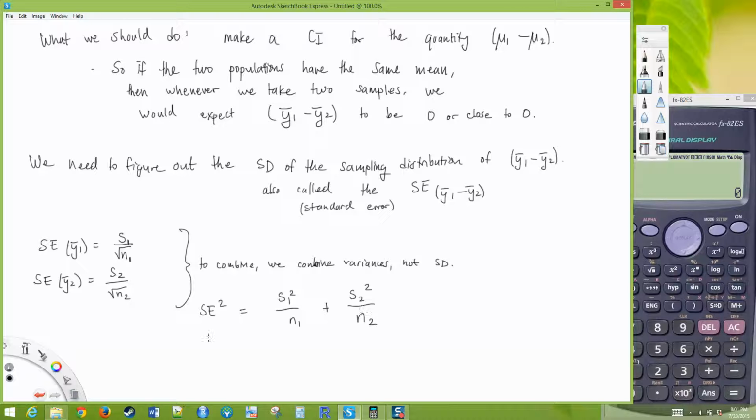Okay, and then if I just want the standard error, I just take the square root of everything. And we get the square root of, and that's it.